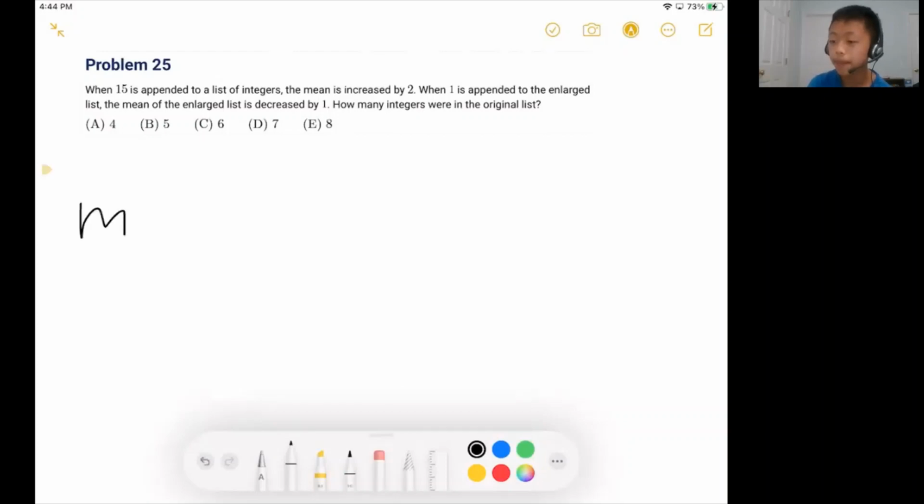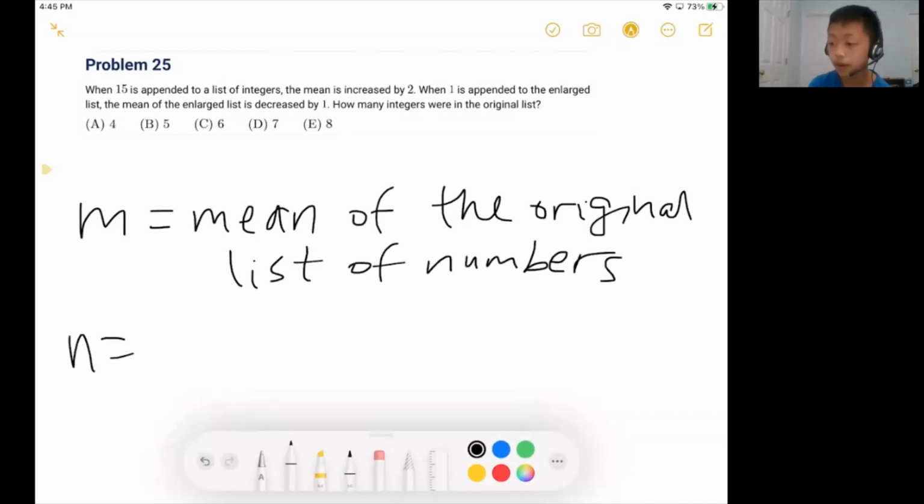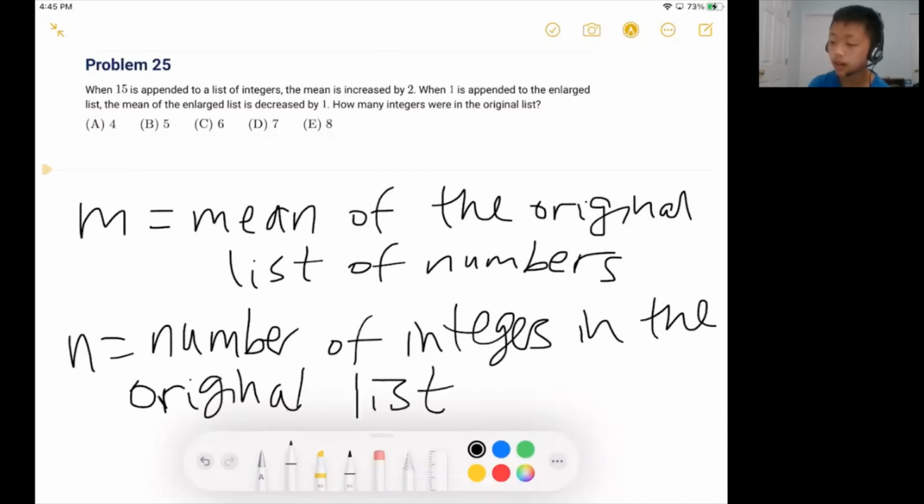So we can let M be the mean of the original list of numbers. And then we can let N represent the number of integers in the original list. So we've got two variables. M is the mean of the original list of numbers, and N is the number of integers in the original list.